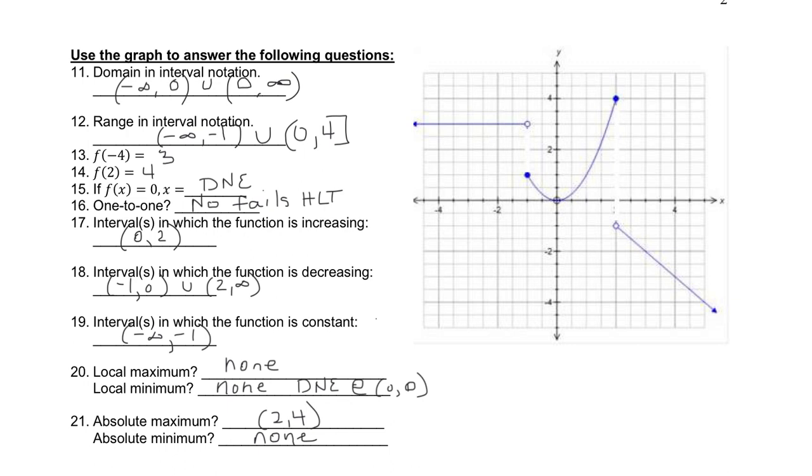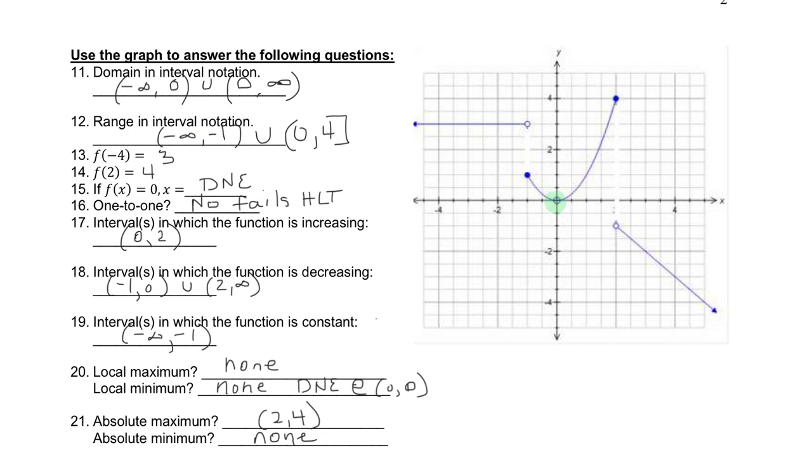Okay, so here are your solutions. So the domain, you should have negative infinity to 0, union 0 to infinity. This one was just a little bit tricky. It can be hard to read on the graph. This is actually an open circle here at 0, 0. So if you didn't notice that that was an open circle, you may have missed your domain there.